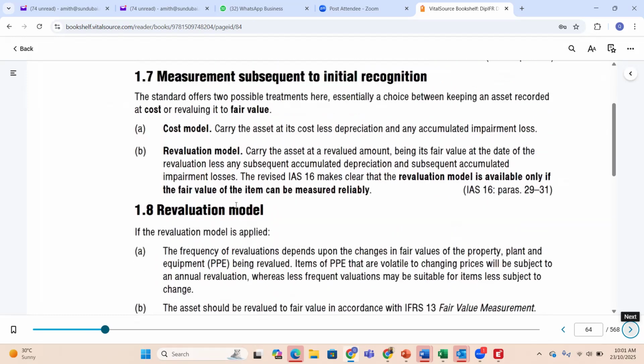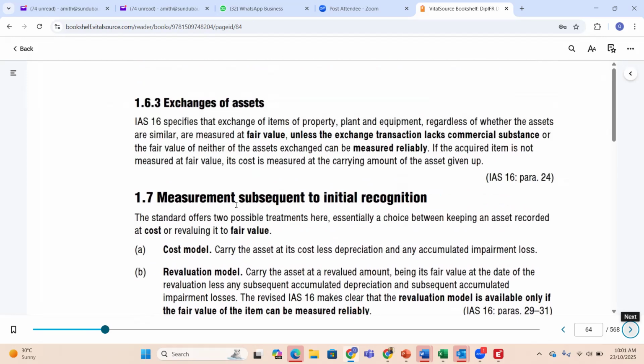Now we all know the cost method. Now the revaluation method, when should it be applied? When should it ideally be applied? Can I use cost or revaluation? Anyone? Or should I use only cost or only revaluation? My choice. No, it's my accounting policy.